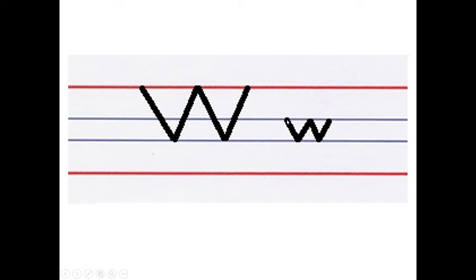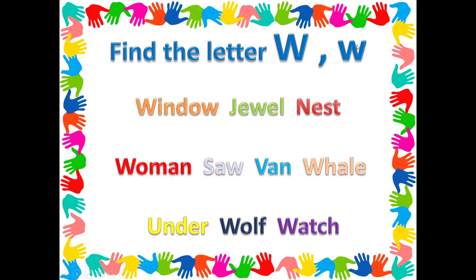W small starts at the second line. 1, 2, 3, 4. They are identical. They look the same. The only difference is their size. W capital is so big, but W small is so small. W capital, W small. Now, let's find the letter W.